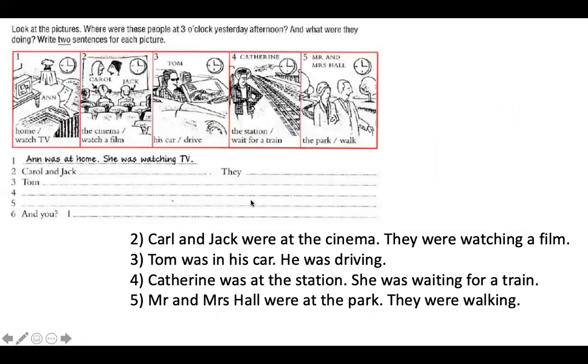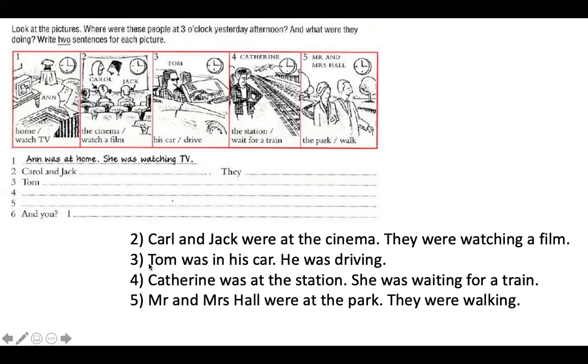Then we have the first actual activity, which says, look at the pictures. Where were these people at 3 o'clock yesterday afternoon? And what were they doing? Write two sentences for each picture. So in the first picture, says the example, Anne, at home, watching TV. And number one is Anne was at home. She was watching TV. Then we have number two, which is Carol and Jack. You say Carol and Jack were at the cinema. They were watching a film.